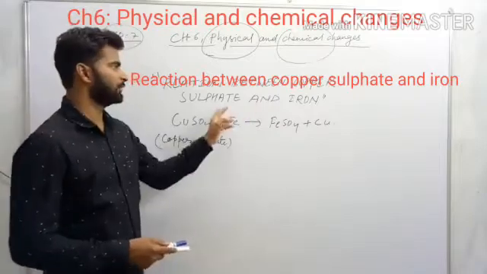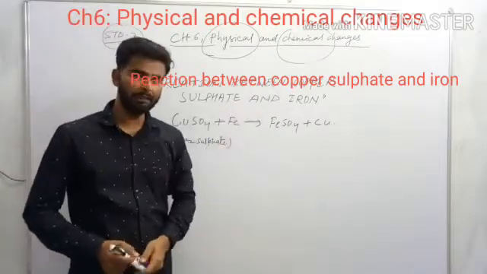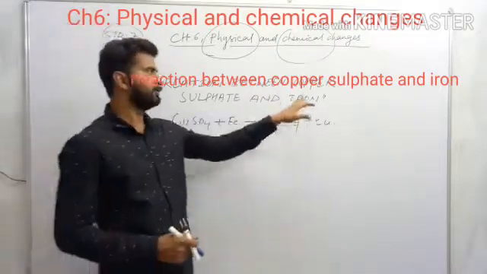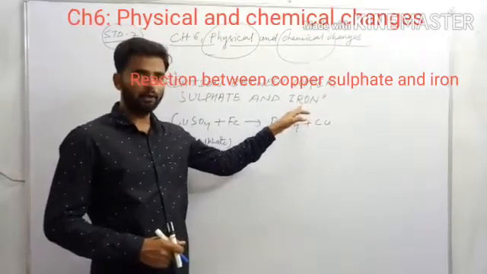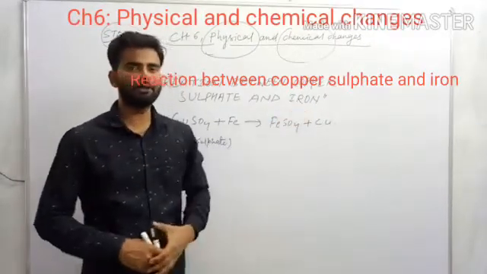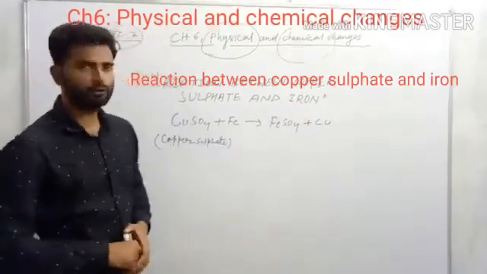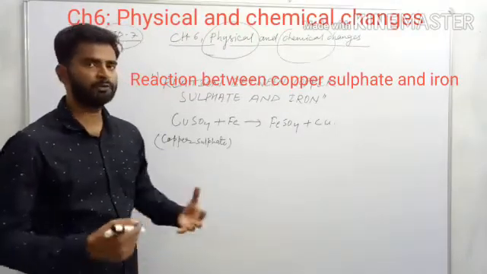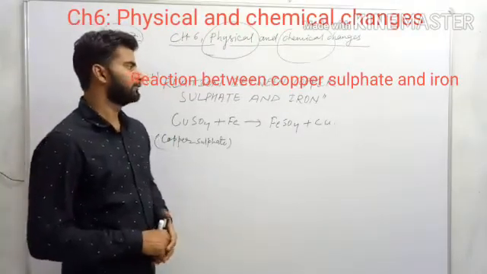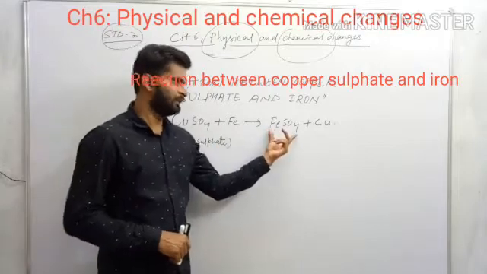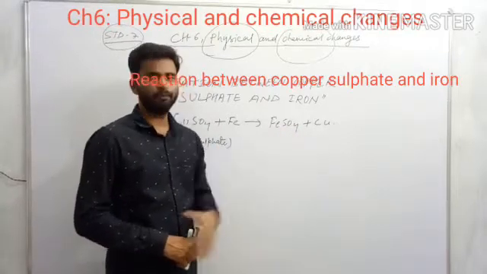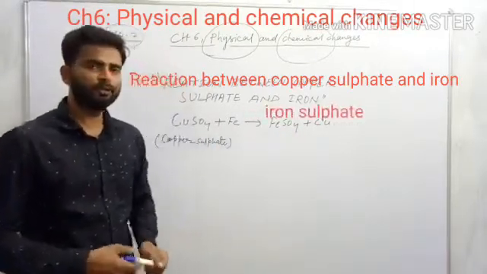We'll see the reaction between copper sulphate and iron. Copper sulphate solution is blue in color. When we dip an iron nail or iron blade into the copper sulphate solution, both react and give us what? That means iron sulphate and Cu. What will happen in this reaction?